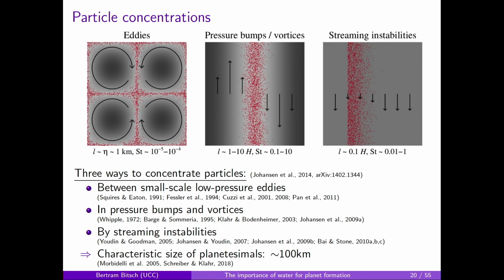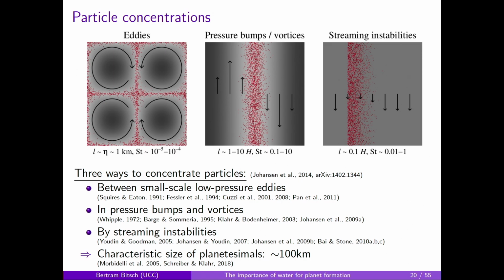There are different ways to concentrate these particles. You can have some small turbulence, some small eddies. Think of a kind of vortex where you accumulate your particles in the middle. And then there's the idea of pressure bumps, as we just discussed. And then there's another idea.